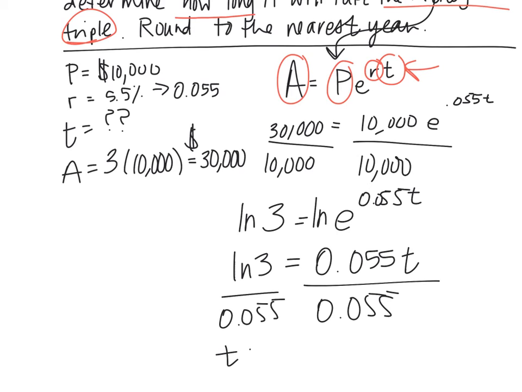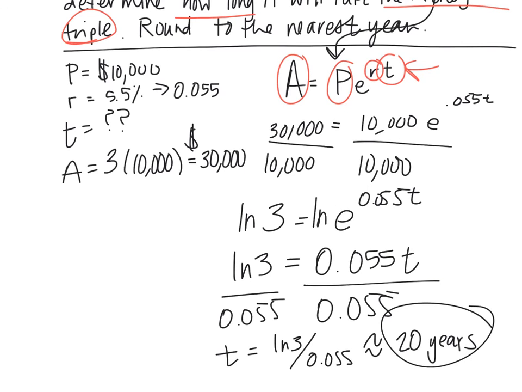So t, the exact answer is ln of 3 divided by 0.055, but this is a word problem, so we're cool with approximate answers. So let me plug this in here to my little calculator. ln 3 divided by 0.055, and it says round to the nearest year, so my answer is 20, and don't forget your units for full credit, 20 years.